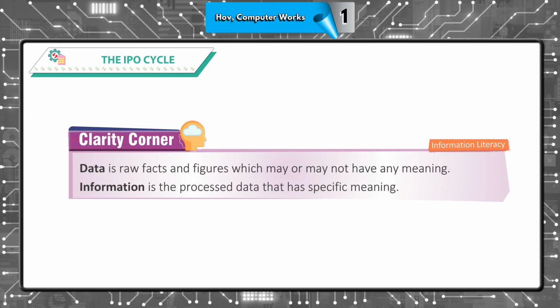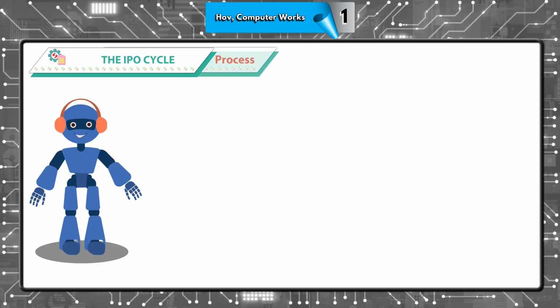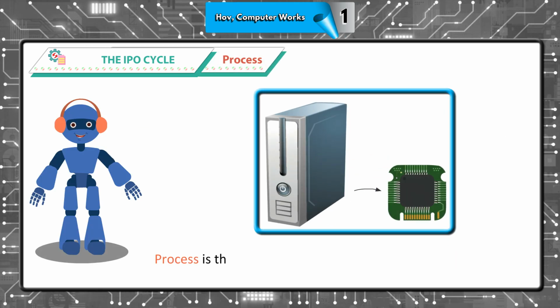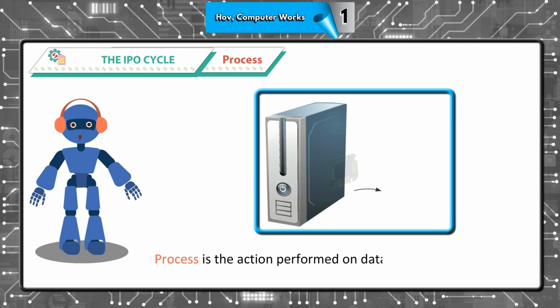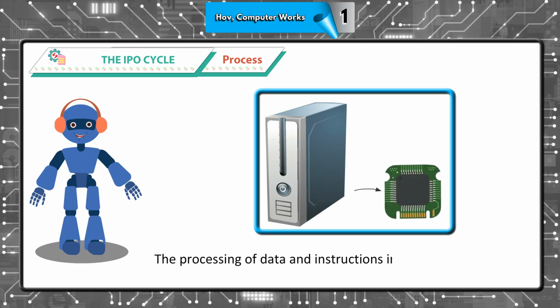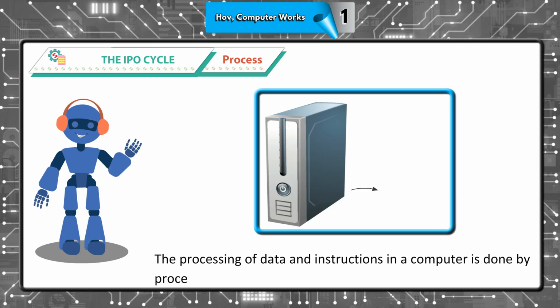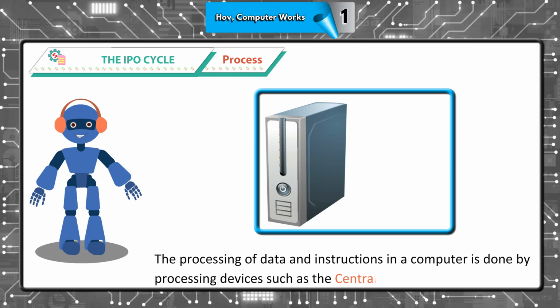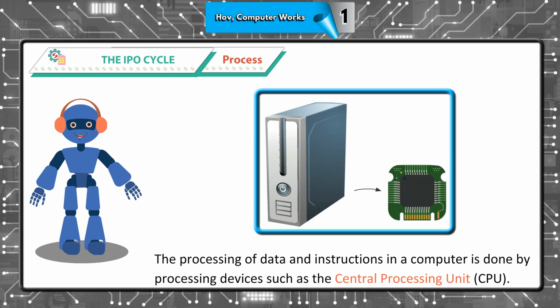Data is raw facts and figures which may or may not have any meaning. Information is the processed data that has specific meaning. Process. Process is the action performed on data to convert it into meaningful information. The processing of data and instructions in a computer is done by processing devices such as the Central Processing Unit, CPU.